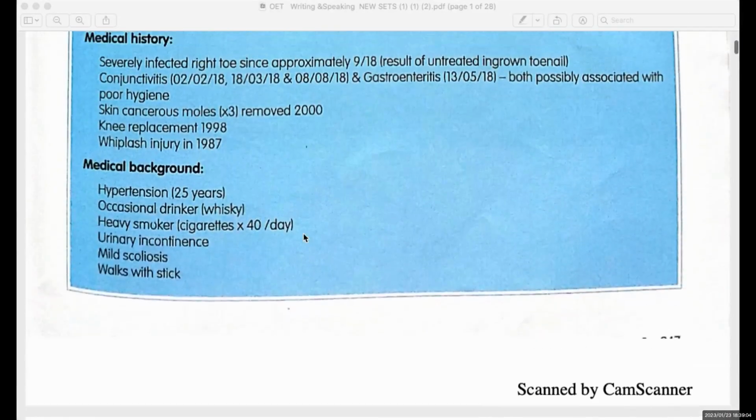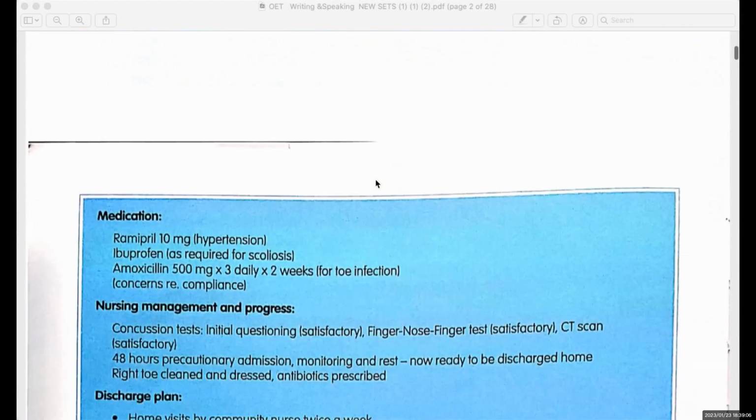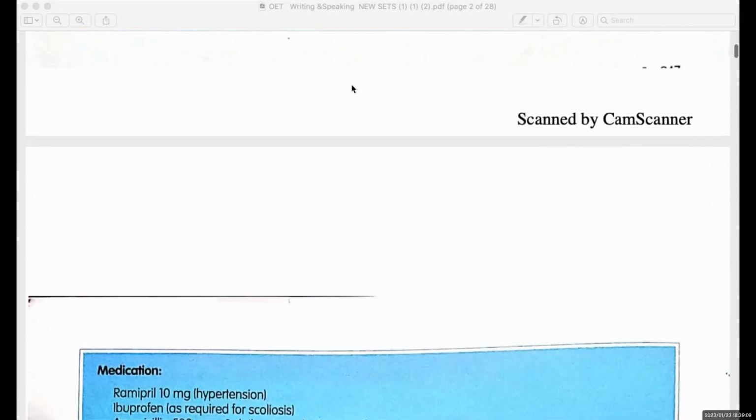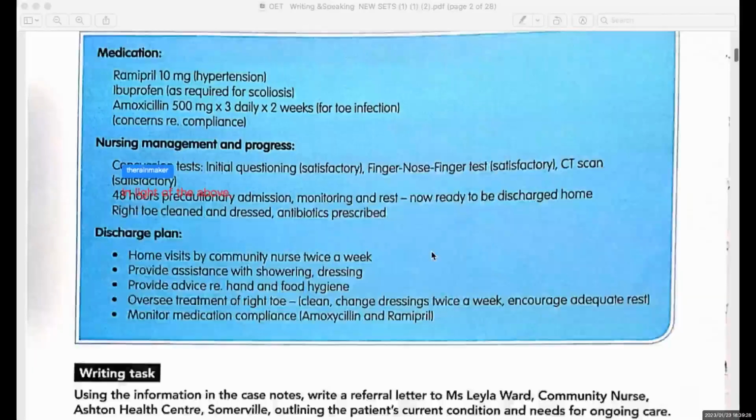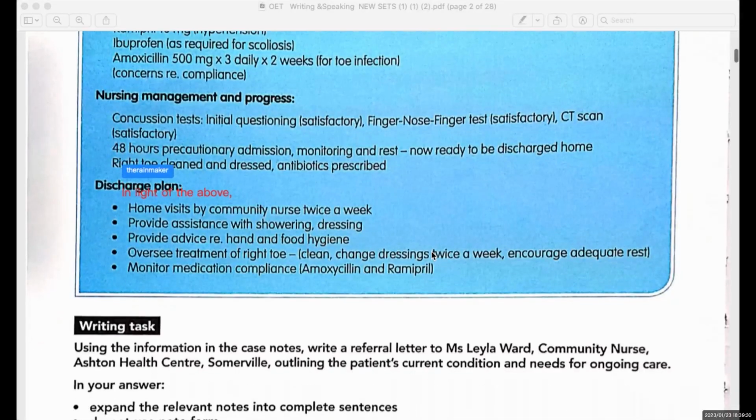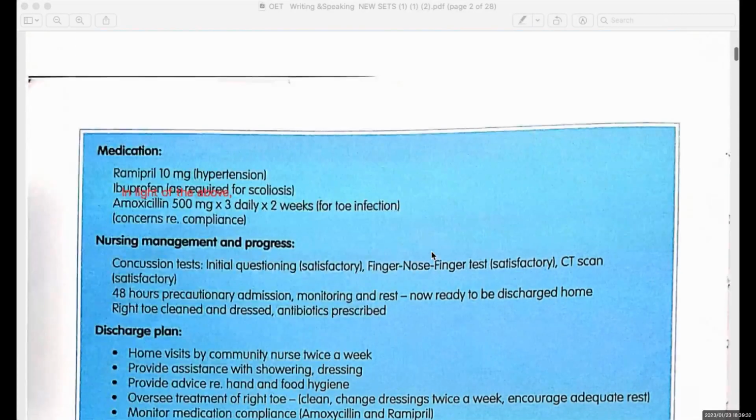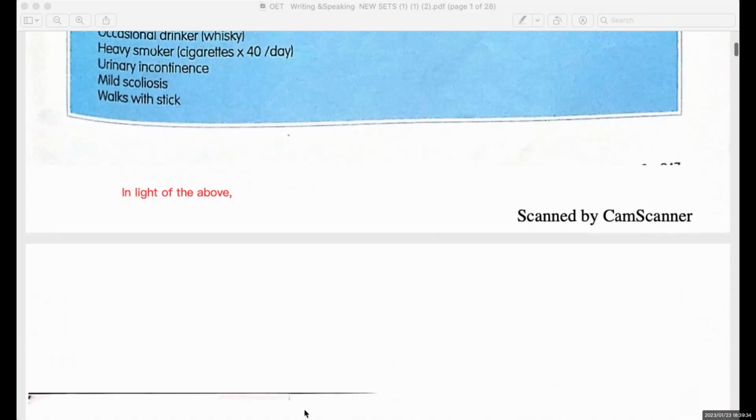Now, we talked about the opening of the letter. Let us talk about the closing of the letter as well. There are many ways in which it can be written. Of course, the popular ones that I'll write here are very common in OET. So, in light of the above. In the introduction, if you wrote home visit, then in the closing let's write what? We can use ongoing care. See, needs for ongoing care. We can use that here in the closing.